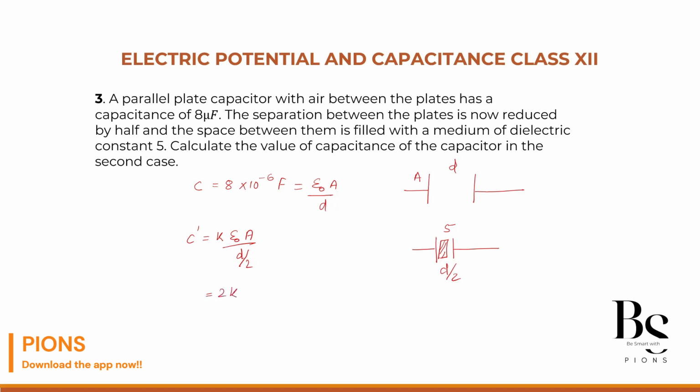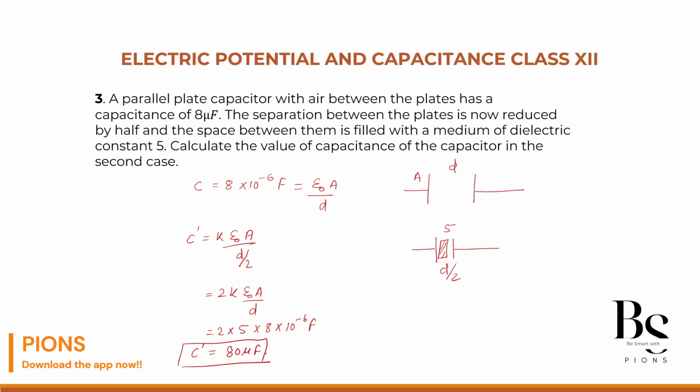So let's take this 2 on the top, 2K times epsilon naught A by D, and put the values now. So this will be 2 into K. What's the K value? 5. And what's epsilon naught A by D? Look at this one. This is our previous capacitance, 8 microfarad, 10 to the power minus 6 farad. 5 twos are 10, 10 multiplied with 8, 80 microfarad. That's your new capacitance value for question number 3.